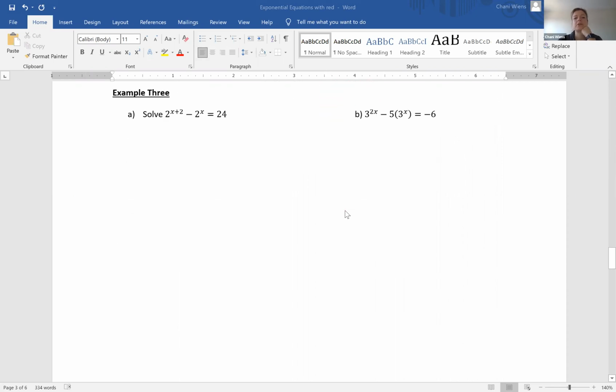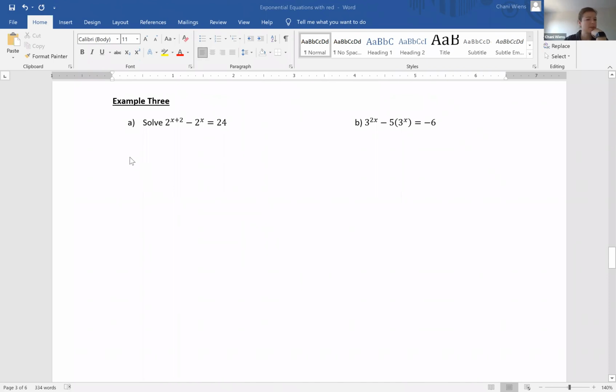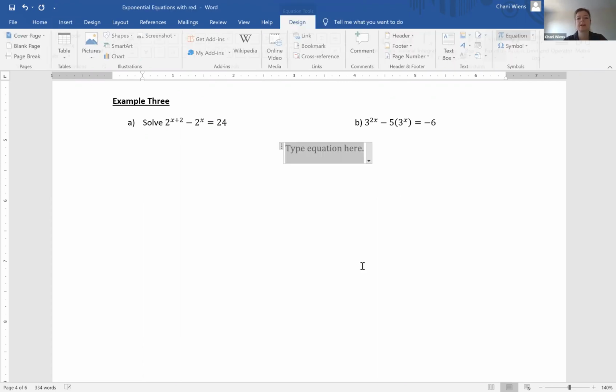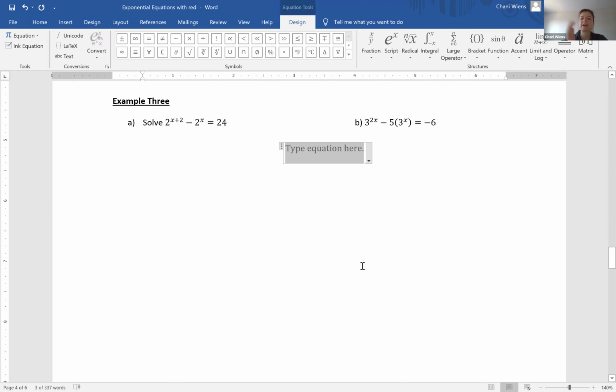Okay, so example 3, I have A and B. I'm going to solve A first. Now I'm going to try to do this using insert equation, because drawing it with annotate was challenging. But sometimes, see, Word puts it in the middle. So I'm just going to completely solve A. You just make sure you're doing it under A. Then I'll erase that and completely solve B. Make sure you're doing it under B.